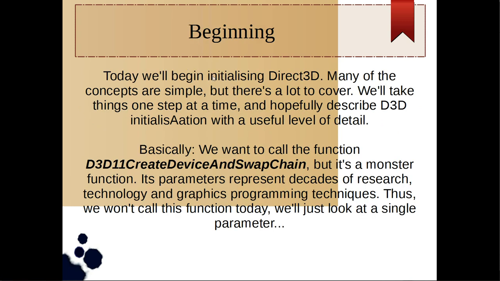Okay, today we're talking about initializing Direct3D, but just a little part of it. So our objective in the end is to call, this will be in two videos, I think, this function here, D3D11CreateDeviceAndSwapChain. But today, particularly, we're talking about describing this swap chain here. And first, we'll go through a little bit of theory on exactly what a swap chain is.